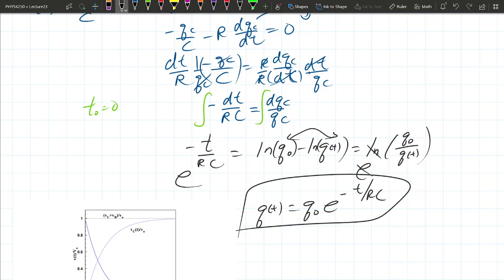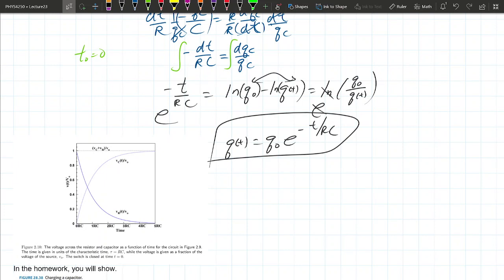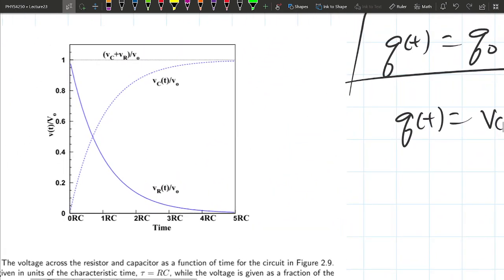Okay. So if you were to plot the amount of charge on that capacitor, and remember, charge is proportional to the voltage as a function of time times the capacitance, that means the voltage is also some exponential decay. So if you plot, is this right? 1 over RC.